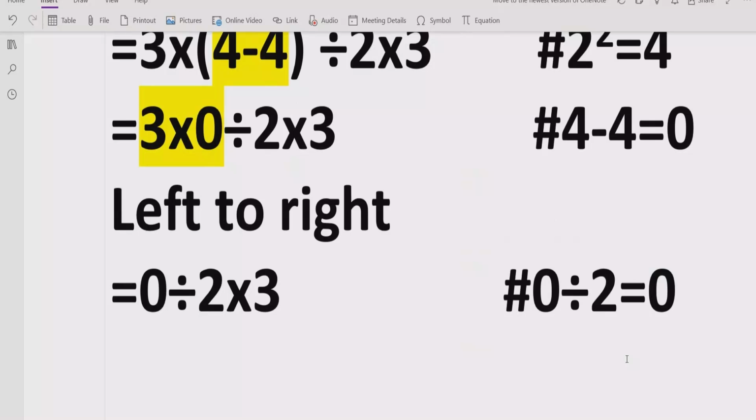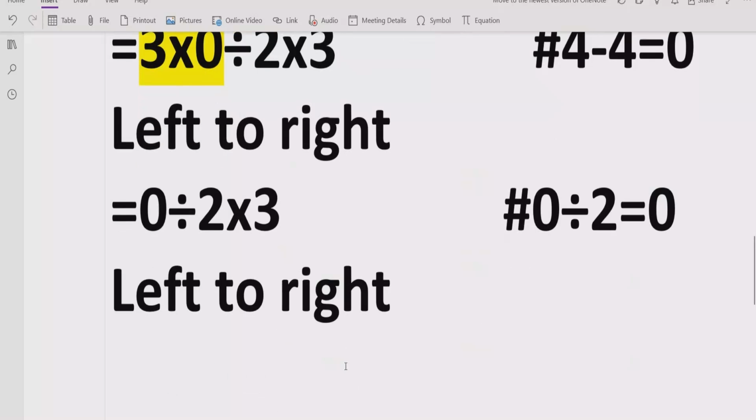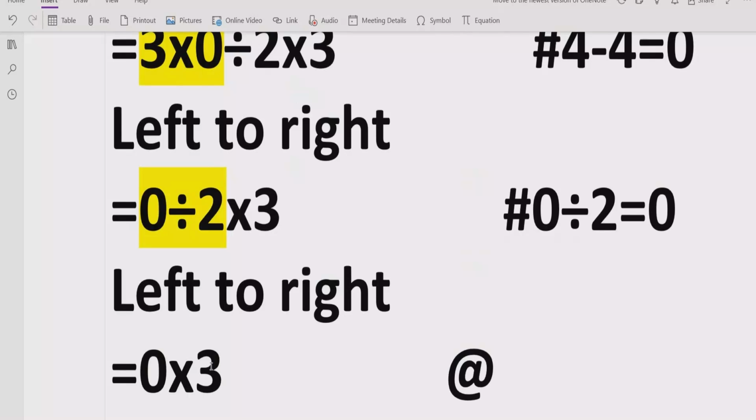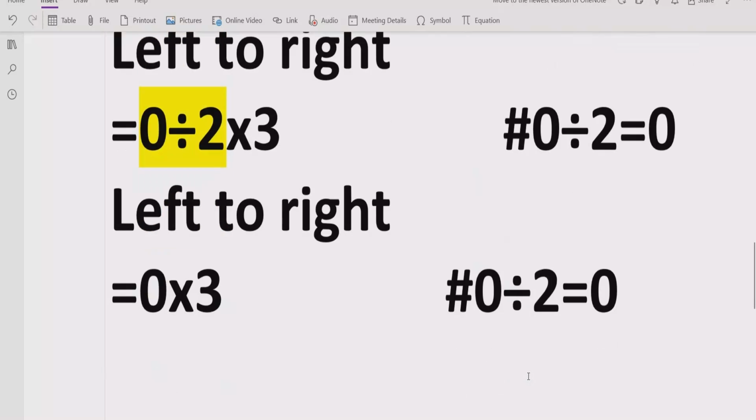Now again we have to go left to right and find out which is coming first. So now we have 0 divided by 2. So we will get the answer 0. And multiplied by 3, again we have to write as it is. And here we give the reference: 0 divided by 2 equals 0. Now we have two terms which are multiplying each other. So we will multiply both of them and get the answer 0.